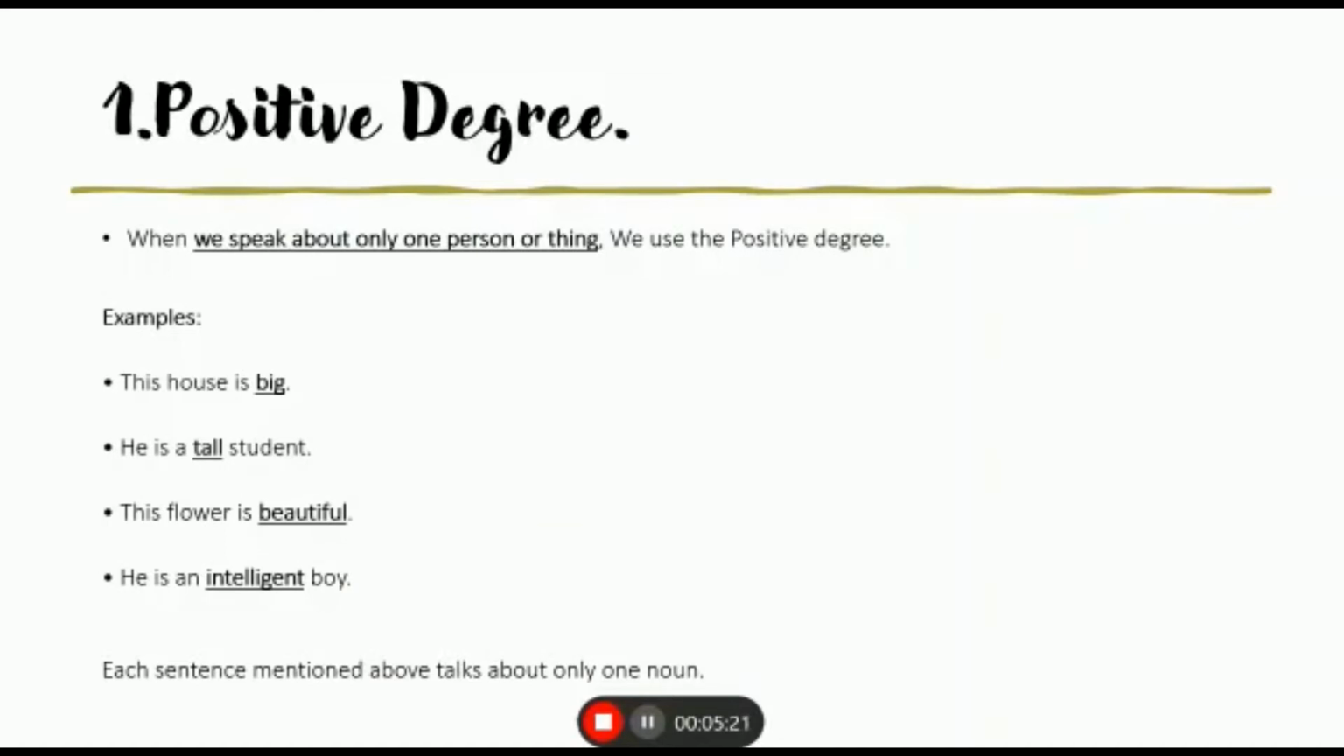This house is big. He is a tall student. This flower is beautiful. He is an intelligent boy. So we are talking about only one entity, that is one house, one student, one flower and one boy, and these are all normal statements.